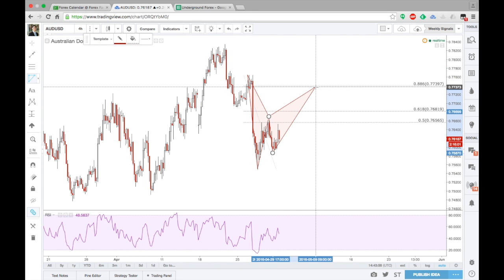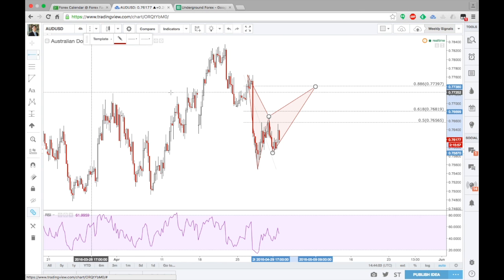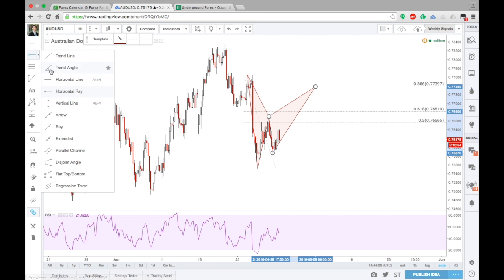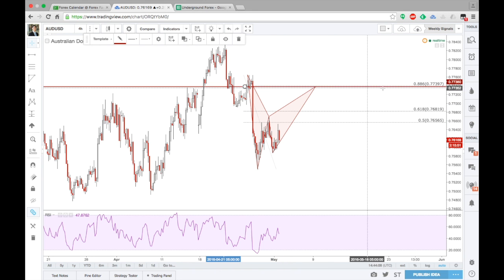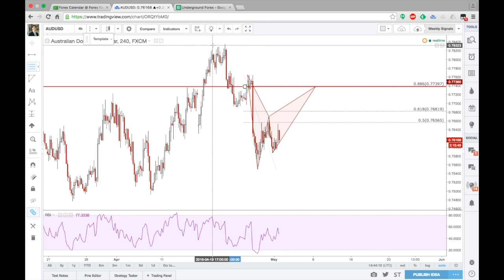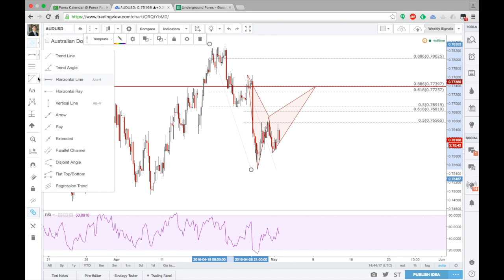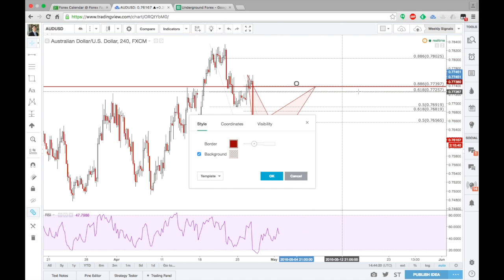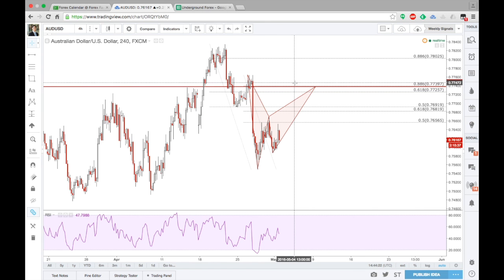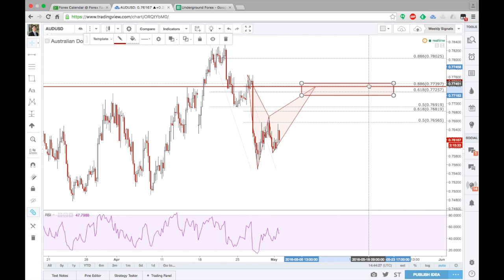Right there, 0.7740. If I drop in the horizontal line, you can see it clearer. This is the level in which we are interested. If you compare the Bat and the previous setup that I showed you, let me put the right tool, we are looking at this region. They are pretty close. One is at the 0.7740 level, one is at the 0.7725 level.